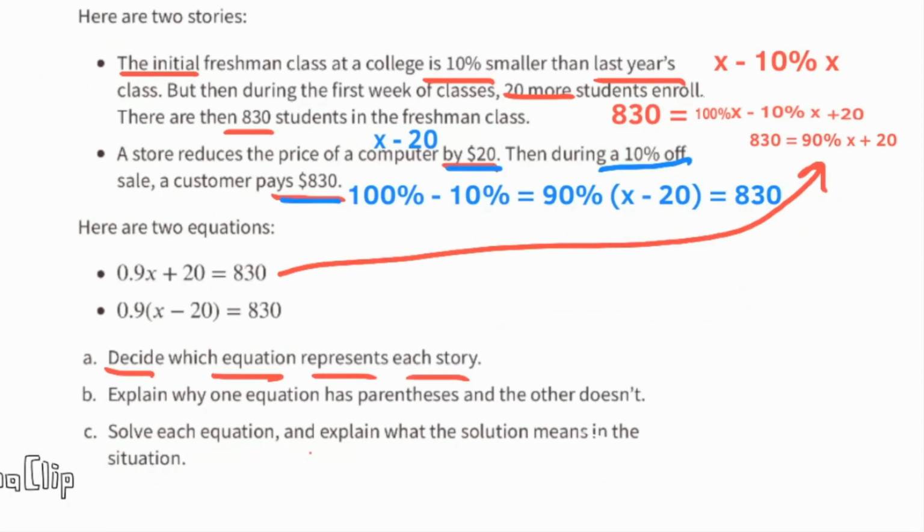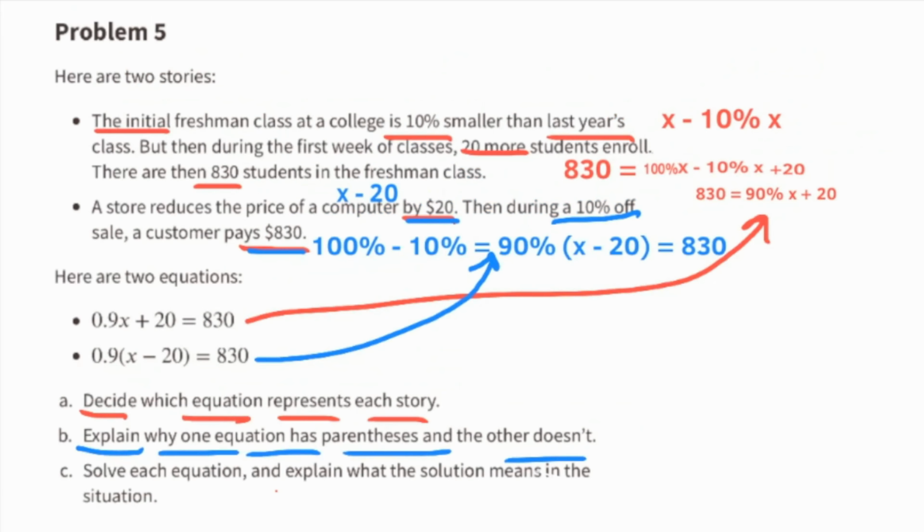The next story, where the store reduces the price of a computer by $20, then during a 10% off sale, a customer pays $830, I could write the equation 90% times x minus 20 equals 830. And remember, 90% as a decimal would be 0.9. So I would use the equation 0.9 times x minus 20 equals 830 for this story.